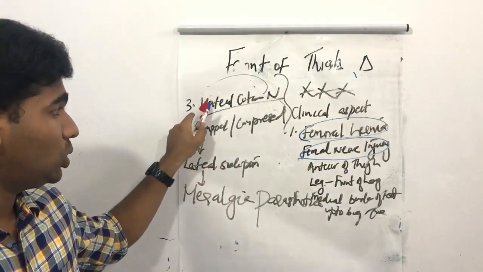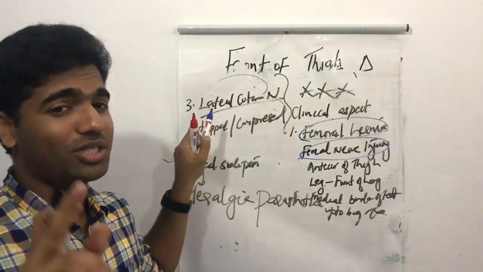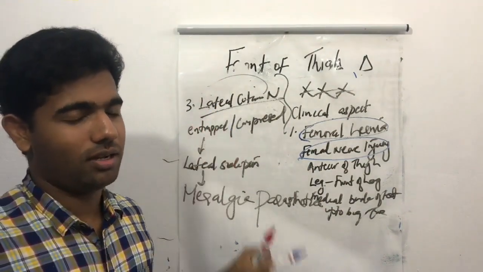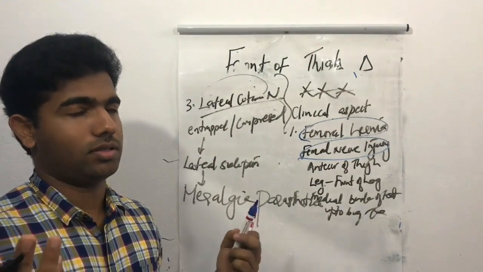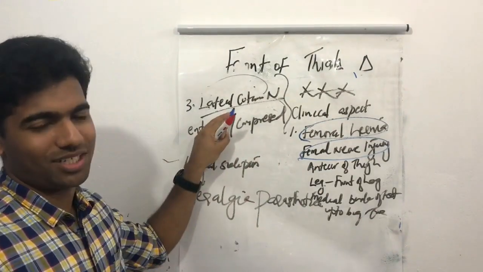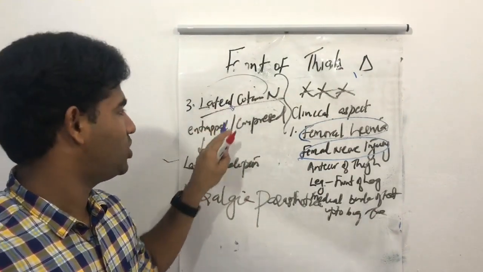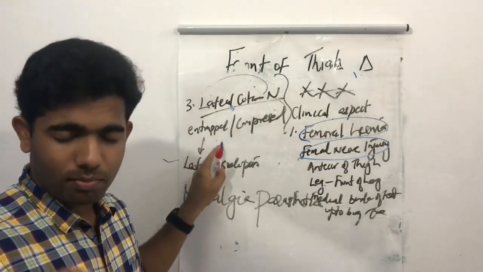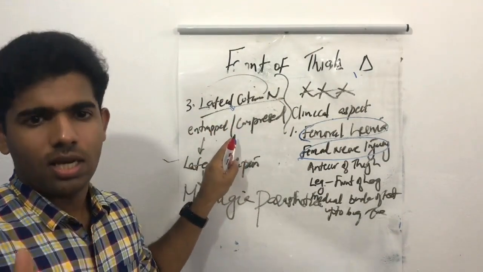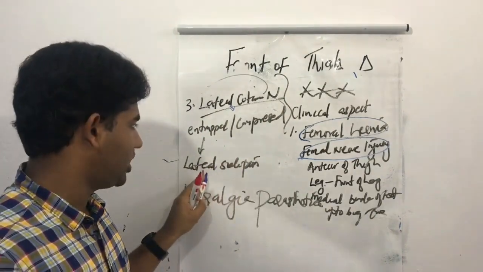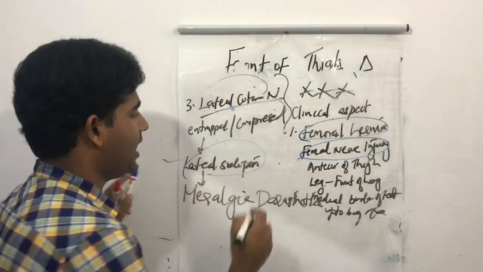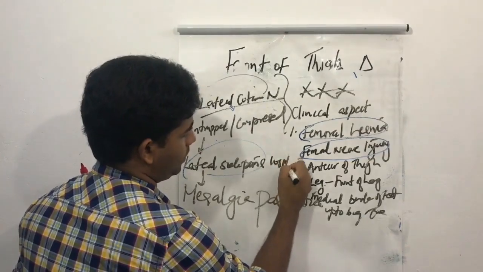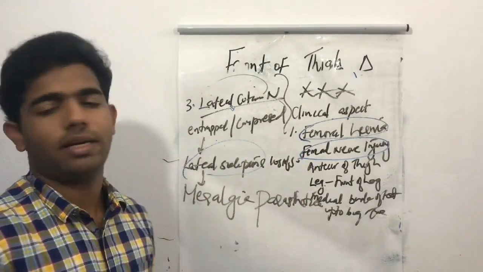That is why I told you how to study the nerves, the name of the nerve. At that time you may think, oh, this is heavy, but here it is important. An entrapped or compressed state of the lateral cutaneous nerve can result in lateral side pain and loss of sensation, and this is known as meralgia paresthetica.